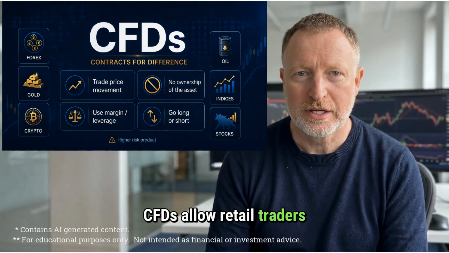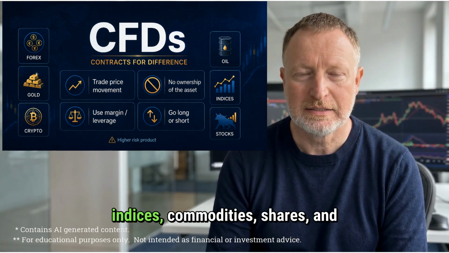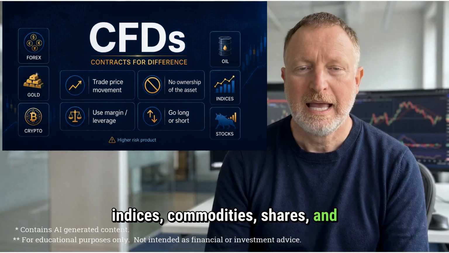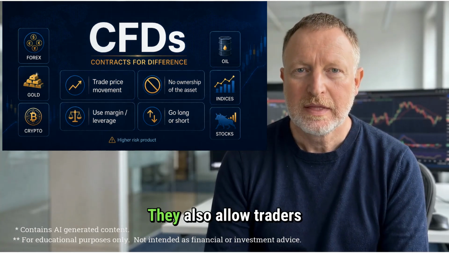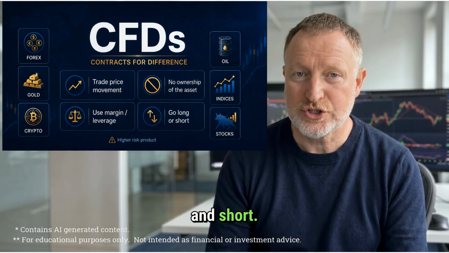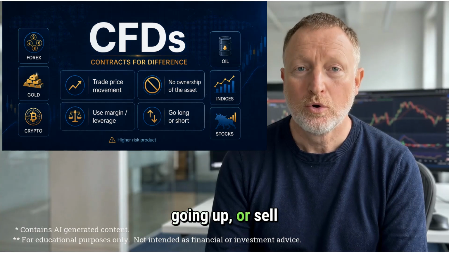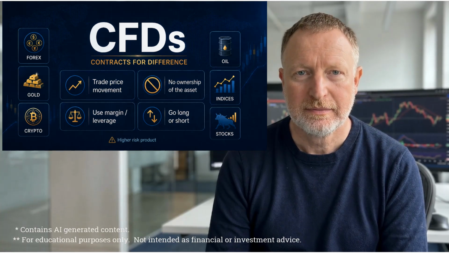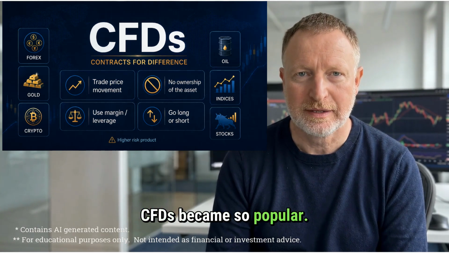CFDs allow retail traders to access markets like forex, gold, oil, stock indices, commodities, shares, and even crypto-style instruments, all from a single trading platform. They also allow traders to go both long and short. In other words, you can buy if you think the market is going up, or sell if you think the market is going down. That flexibility is one of the main reasons CFDs became so popular.